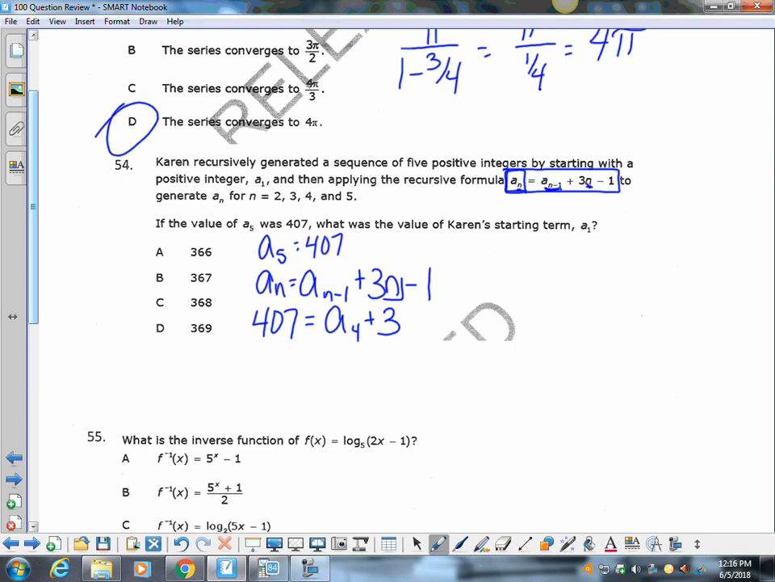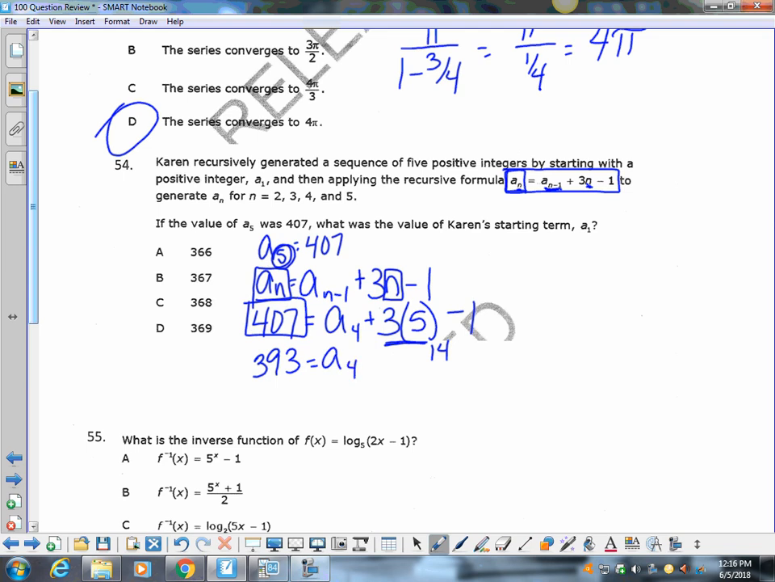3 times, and then a lot of people get right here and they get confused as to whether this is a 5 or a 4. Remember, this is a sub n, and that was a 407, and that's the 5th chair. So my n is 5. And that's going to be 15 minus 1 is going to be 14. I'm going to subtract the 14 over.